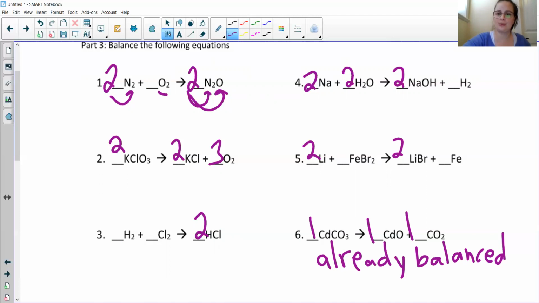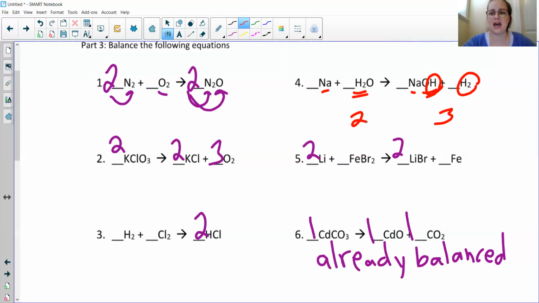I'm going to go through this one up here. So you've seen the answer, but I'm just going to go through how I would do this one. So here I have 1 sodium and 1 sodium. I do have a hydroxide here, but I don't have a hydroxide in the reactant, so I can't treat it as a polyatomic ion. So I have to balance the hydrogens and the oxygens separately. So here I have 2 hydrogens, and I have 1 plus 2. I have 3 hydrogens on this side.